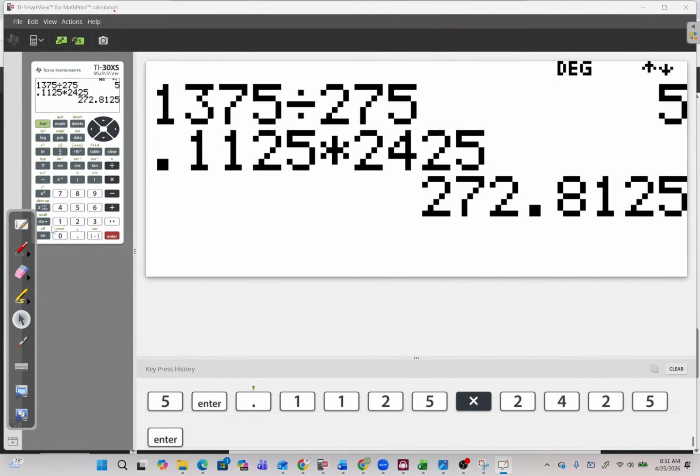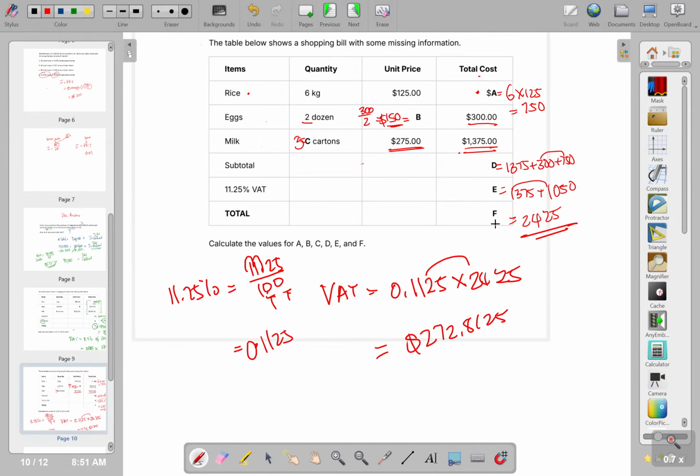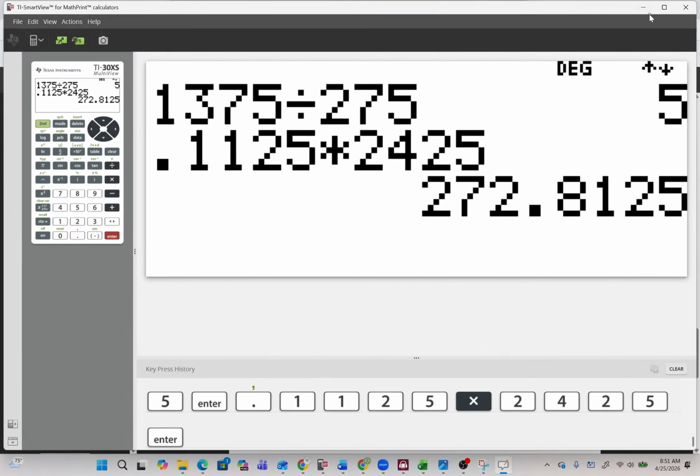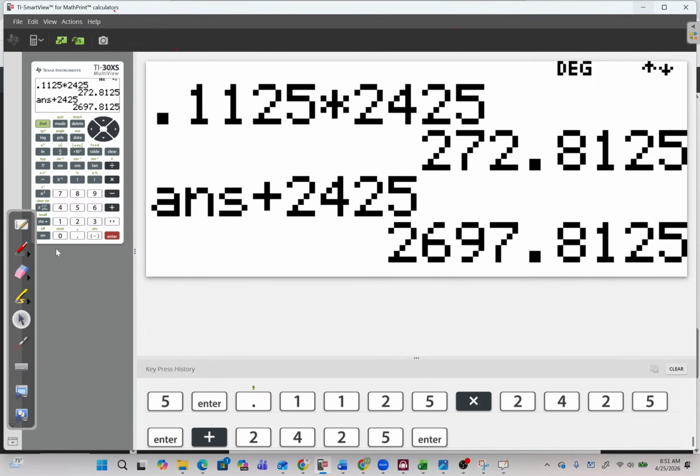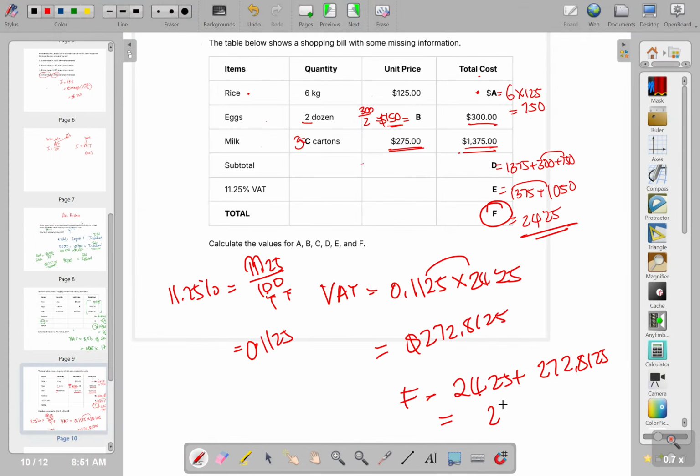Okay, so then the total for F would be the subtotal plus the value added tax you're putting on there. Okay, and that is going to give you your complete answer. Add that to the 2,425. That's going to give me 2,697.8125. That's going to be your total right there.